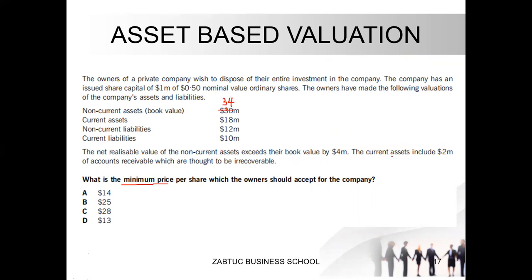34. The current asset includes accounts which are thought to be irrecoverable. So we change that figure to what? To 16. Are we okay, people? So you've got 34 plus 16 minus 12 minus 10. What do we find here? 28.